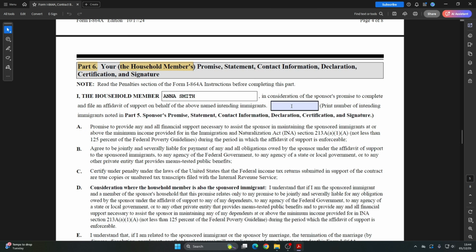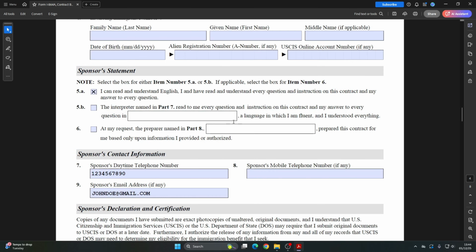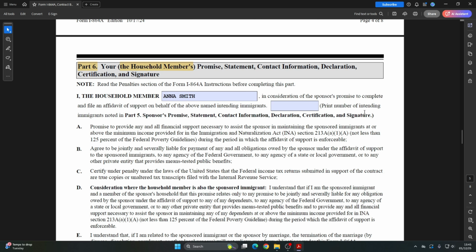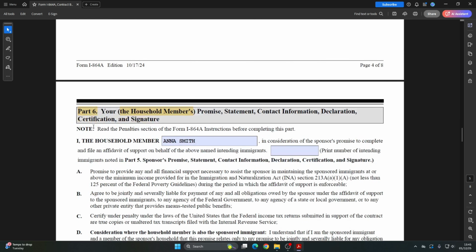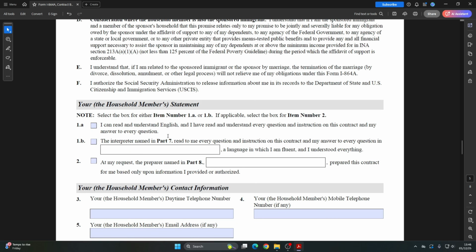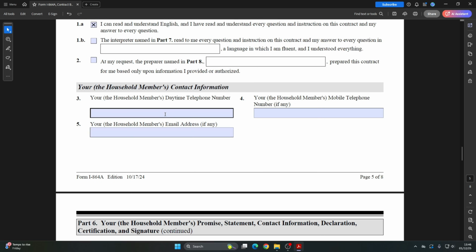And then print the number of immigrants you are sponsoring, again, in this section of the form. And this would be the same number that appears on the sponsor's affidavit of support. And again, unfortunately, the form will not let us type in the number, so we're just going to have to write it in pen after printing. Provide your statement and signature, and then provide your phone number and your email address.